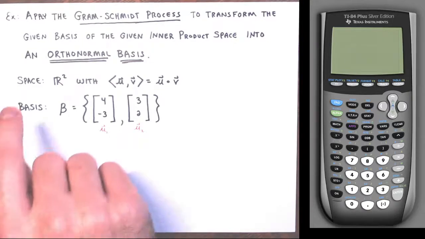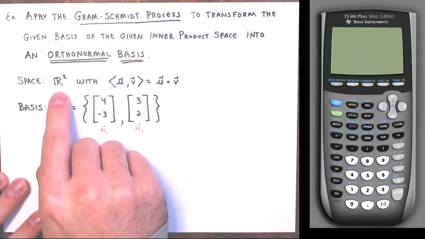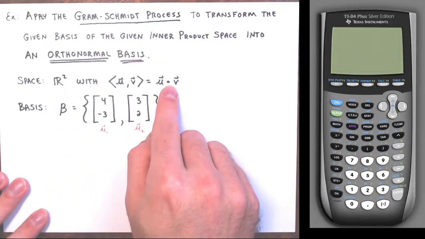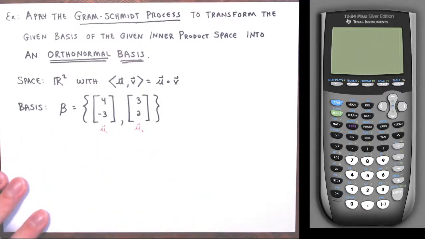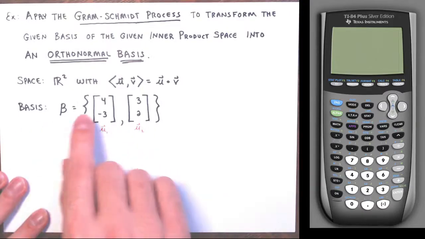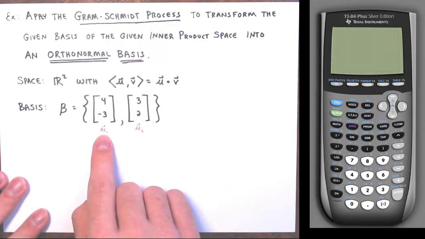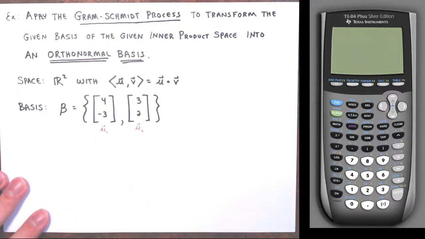The inner product space, as I mentioned in the previous pages, I'm going to start with is R2 with the inner product being the dot product, the standard inner product, or the Euclidean inner product. So here's a basis for R2. These two vectors are independent, and they span R2. Every vector in R2 can be written as a linear combination of them. Say u1 is the vector (4, -3), and u2 is the vector (3, 2).